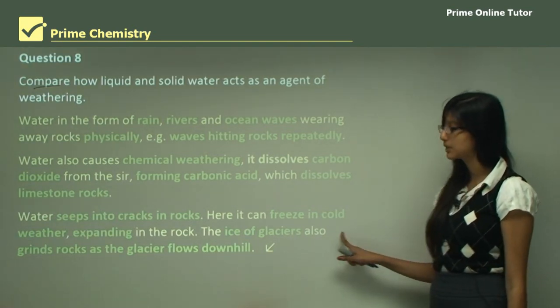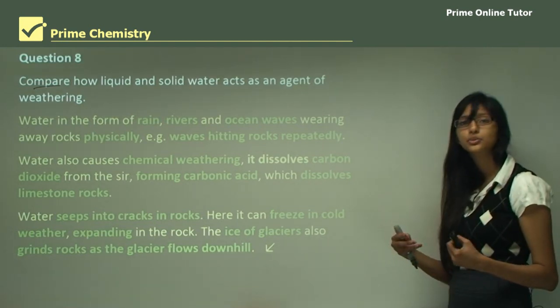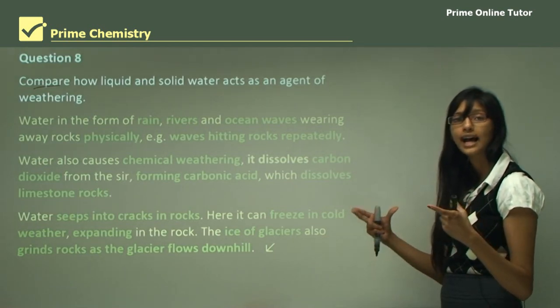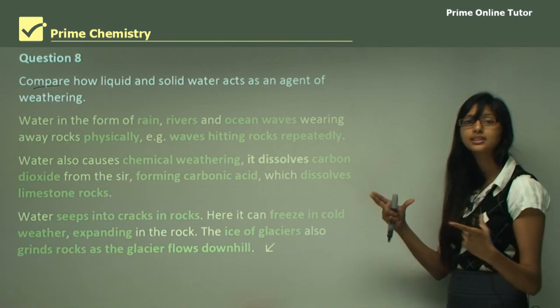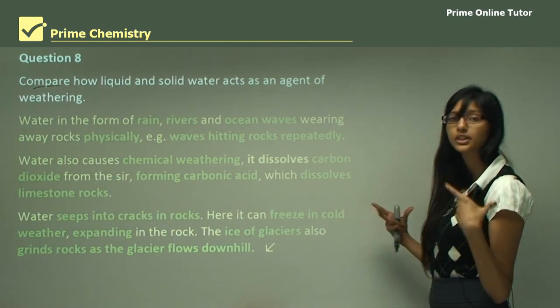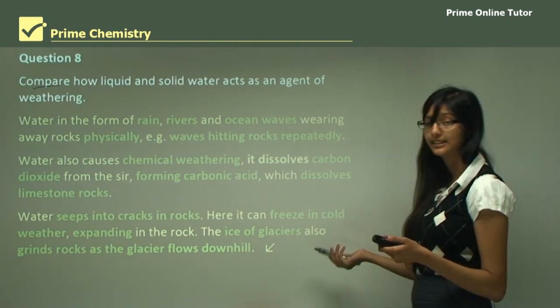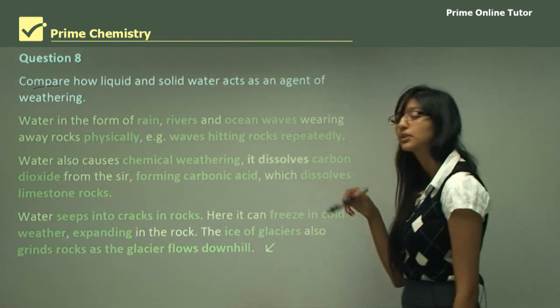Now this is weathering due to the solid state, and it expands in the rock, because as rocks cool down, solid ice has a much higher volume, so it expands in the rock, which causes the cracks in the rocks to increase, eventually splitting the rocks. Also, ice of glaciers, which is again in the solid state, grinds rock as the glacier flows downhill.